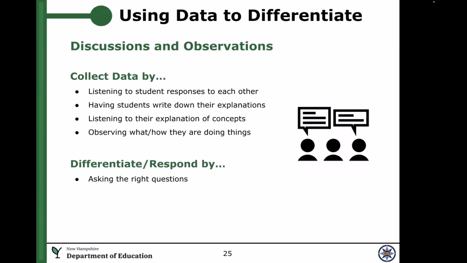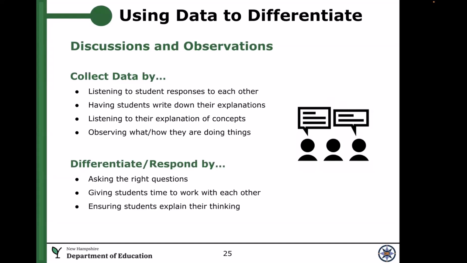We can start by asking the right questions, and we do have a list later of exactly what those questions are, to get students to start thinking about what they're doing. Giving them time to work with each other, collaboration. We know as teachers that collaborating with each other is super helpful, and we learn so much from each other, so we make sure students have that time as well. Ensuring that they're explaining their thinking: How did you get that answer? What tools did you use? Whatever it might be, having them explain what they're doing and why, and also giving them ample share time.